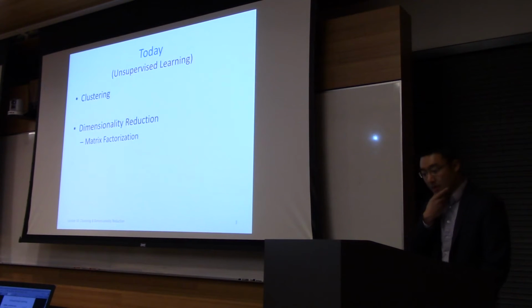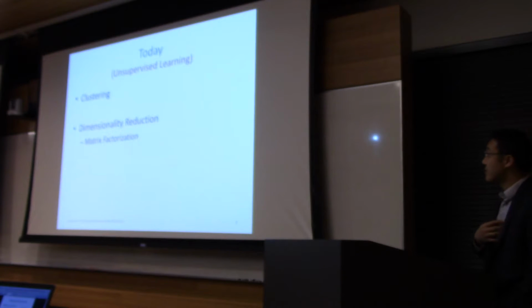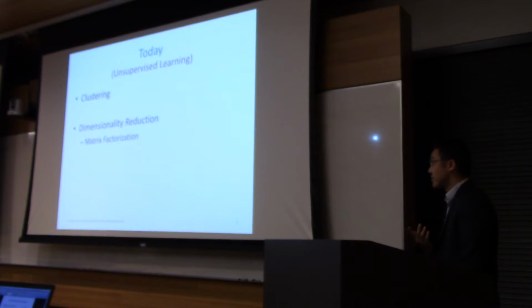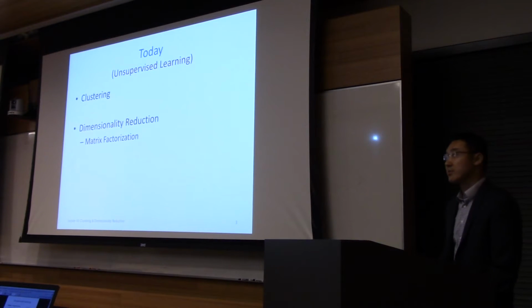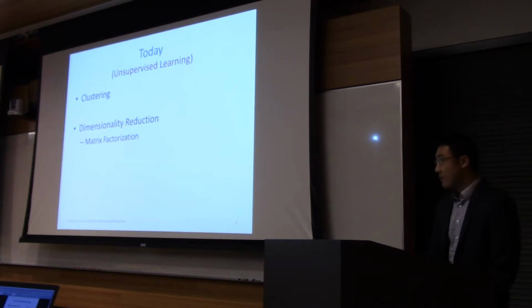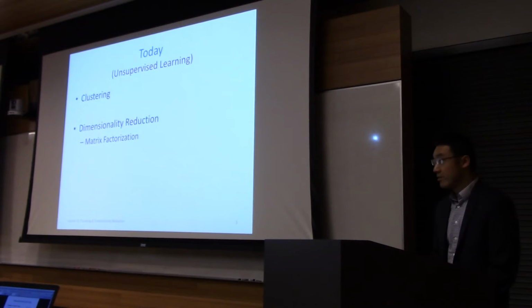So today we'll look at 2 forms of unsupervised learning. The first one is clustering, and the second one is a form of dimensionality reduction based on latent factor models, which is also closely related to concepts like matrix factorization. If you've taken 156, the second topic may be pretty familiar to you already.